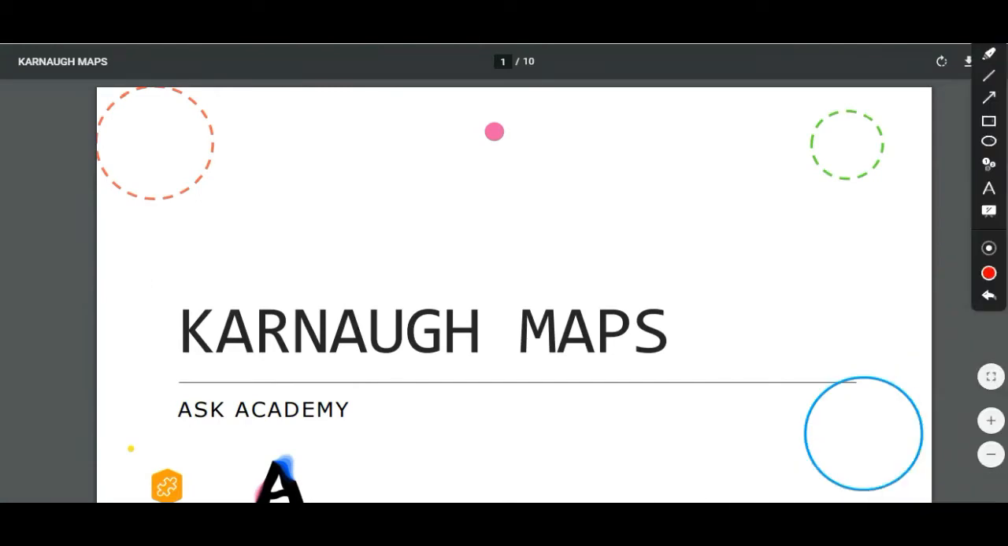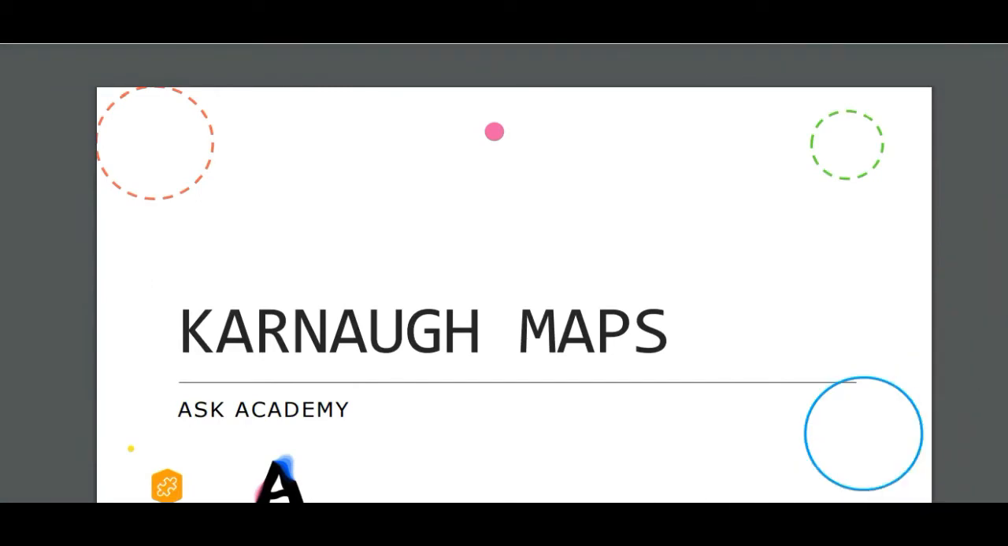So Karnaugh maps are complicated compared to normal solving of boolean algebra. However, once you learn this, it's much easier than boolean algebra because all you need to do is draw a table and calculate it properly, and then you directly get the solution of the boolean algebra in a more simplified manner. So let's move.